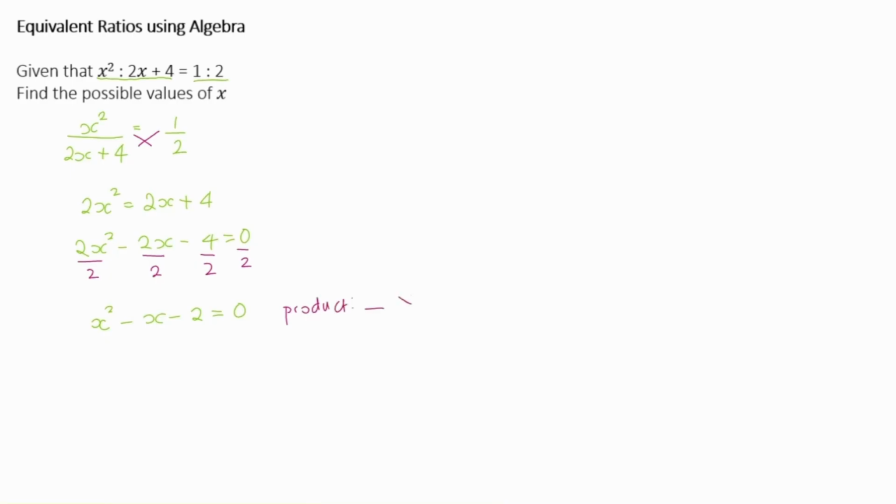Now we need to solve this quadratic equation, which means we need to find two numbers which give us a product of minus 2, and the same two numbers need to add to give us minus 1. So looking at the factors of just 2, we have 2 and 1, but because we are multiplying to get a negative number and adding to get a negative number, that means our bigger number 2 would have to be negative: negative 2 and 1. So we can now factorize this as x minus 2 and x plus 1.